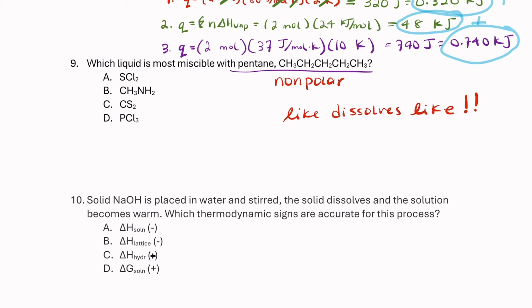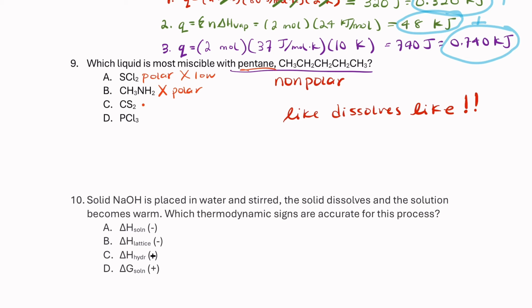A, we have sulfur dichloride. This is polar because of the bent geometry and the electronegativity difference. Since pentane is non-polar, miscibility will be poor with sulfur dichloride. B, we have methylamine. This is a strongly polar substance and it can hydrogen bond. That makes it very different in polarity from pentane, so they won't mix well.